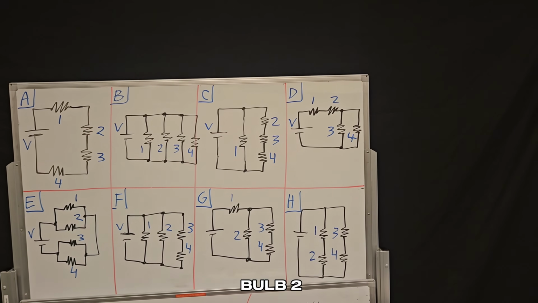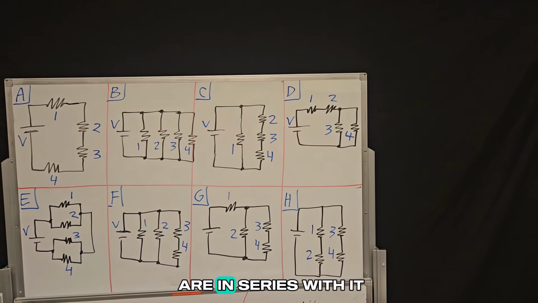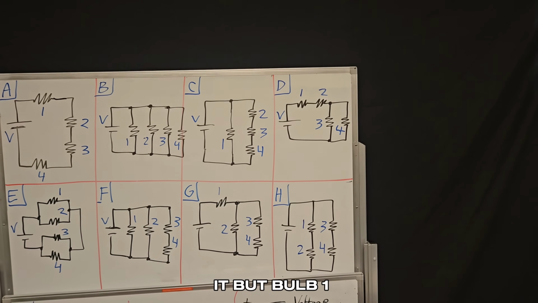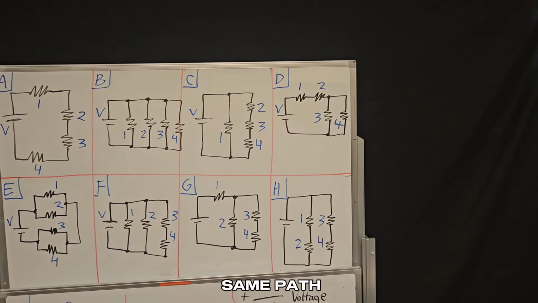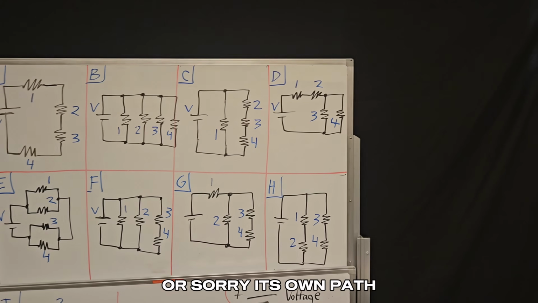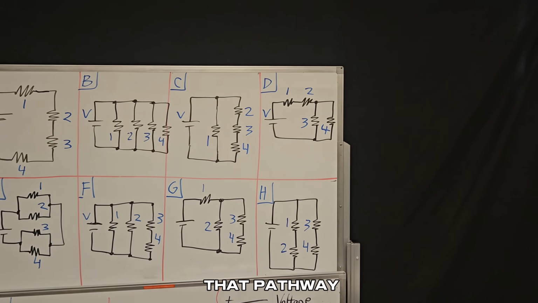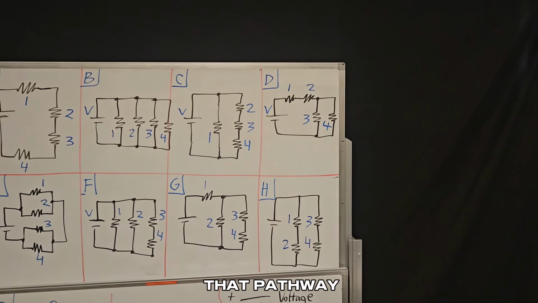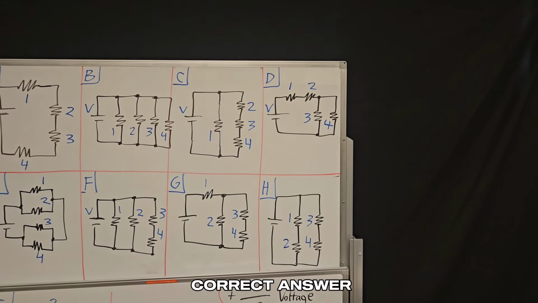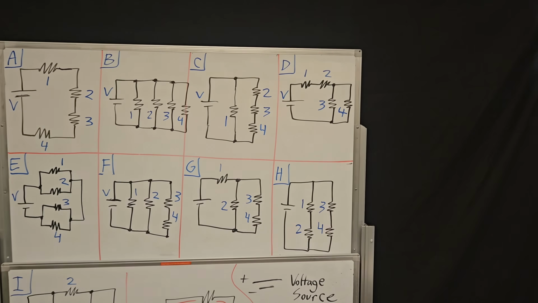And when I unscrewed bulb 2, because 3 and 4 are in series with it, they go out with it. But bulb 1 is unaffected because it's on its own path. And then again, when I unscrewed bulbs 3 or 4, it caused everything else to go out in that pathway, never affecting bulb 1. So C is the correct answer.